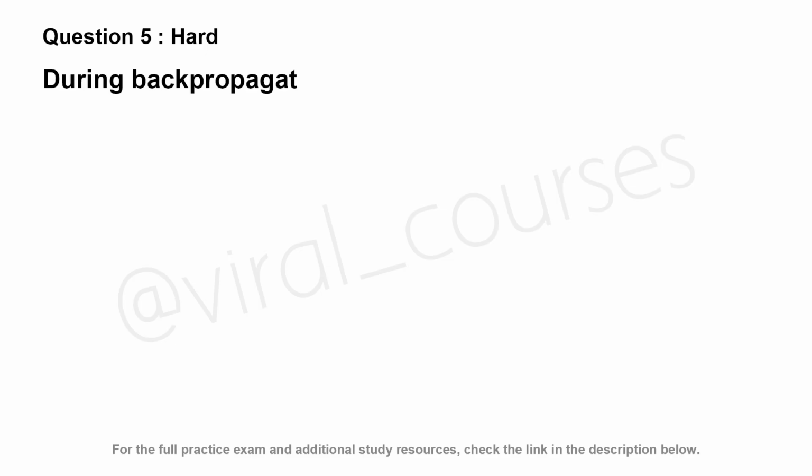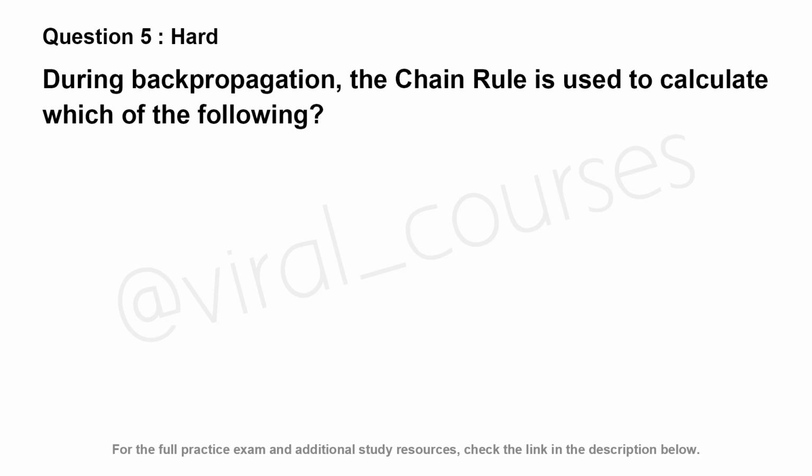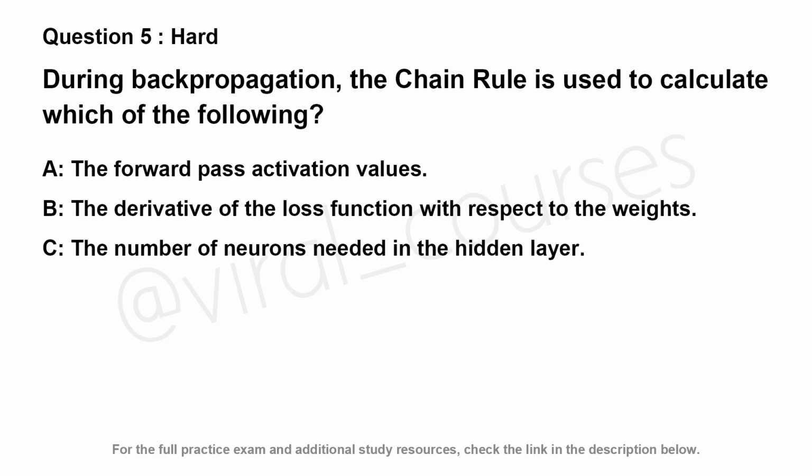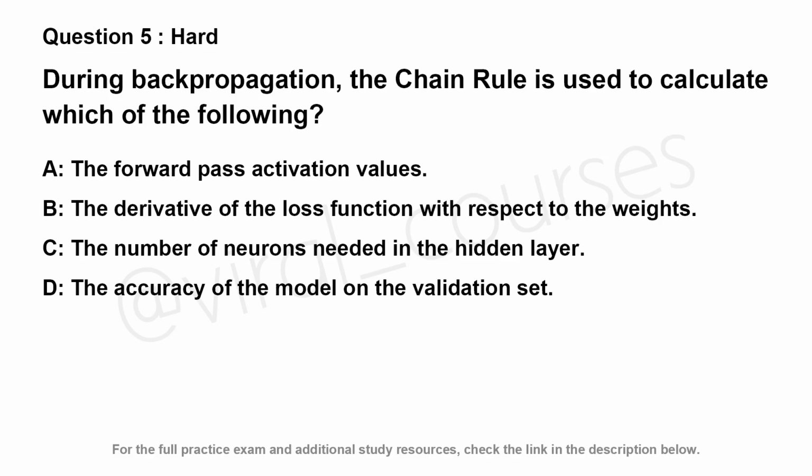During backpropagation, the chain rule is used to calculate which of the following. Option A. The forward pass activation values. Option B. The derivative of the loss function with respect to the weights. Option C. The number of neurons needed in the hidden layer. Option D. The accuracy of the model on the validation set.